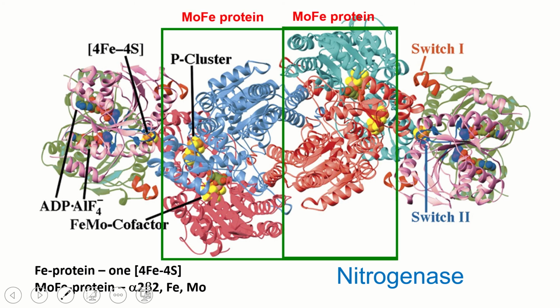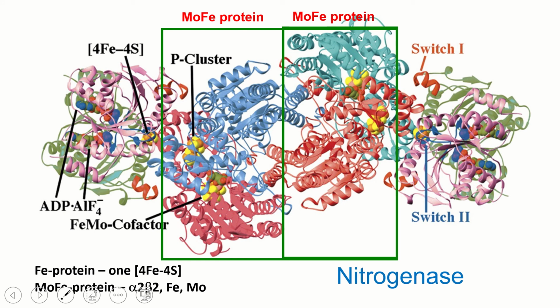In the center, interacting with each other in this crystal structure, are the MoFe proteins. The MoFe protein for one of the nitrogenase subunits is shown in red and this aqua color, and then the other MoFe protein is in this red and blue. Those are the two. Each of these MoFe proteins has two subunits, so each of these is a heterodimer. One subunit, for instance, here is colored blue, and the second subunit is colored red.